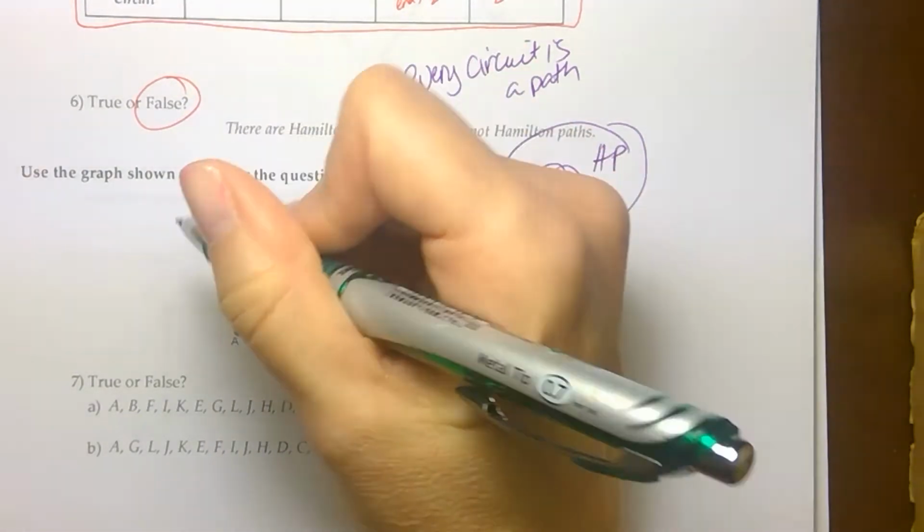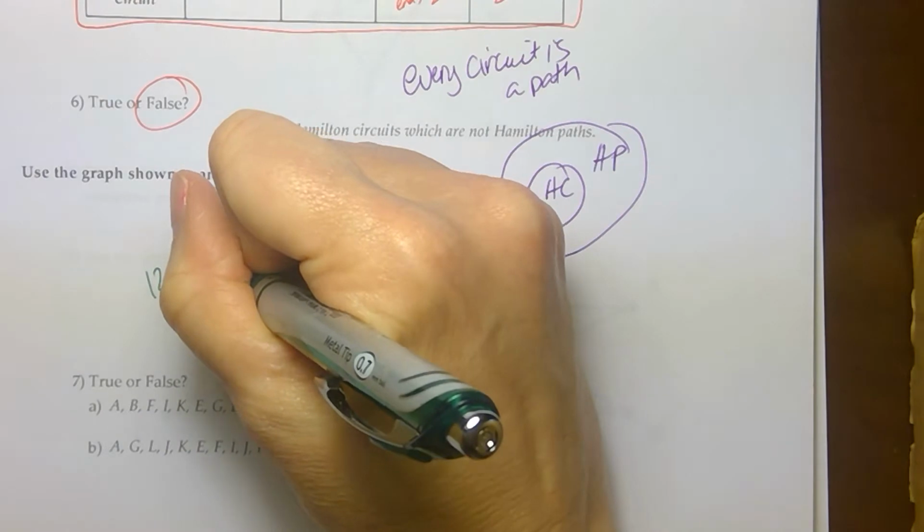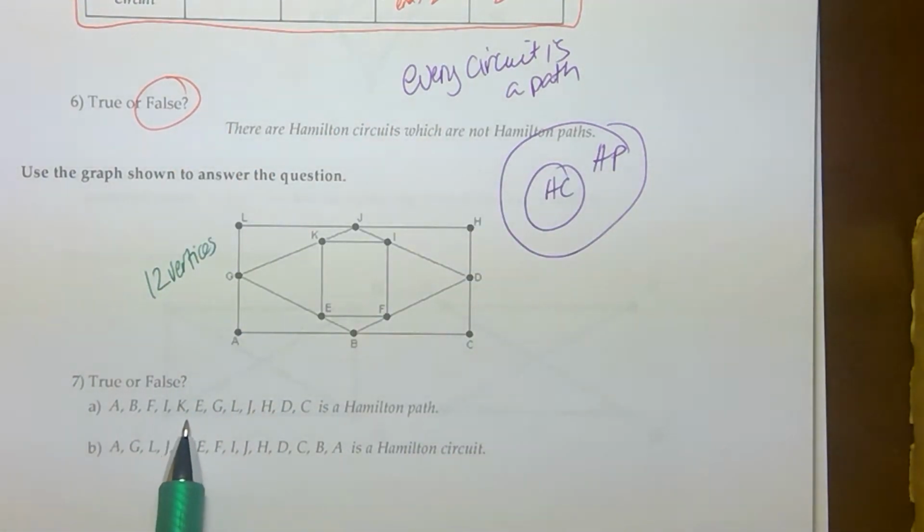We have 12 vertices. So I'm going to count and make sure that all 12 are listed. I'm going to make sure that none are repeated. So I'll go through my alphabet and make sure they're all there. They are. So now the last step is to check to see if it actually works.